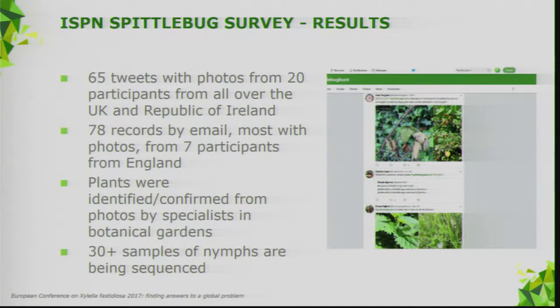So I was very pleased that we had almost 100% accuracy when we asked these people to send in photographs of the spittle. That's exactly what they did. So it was quite impressive. I think it shows how this is such a useful target for citizen science. We also had 78 records by email, most with photographs, and this is from a smaller number of participants, some of which are actually entomologists who are keen to get involved.